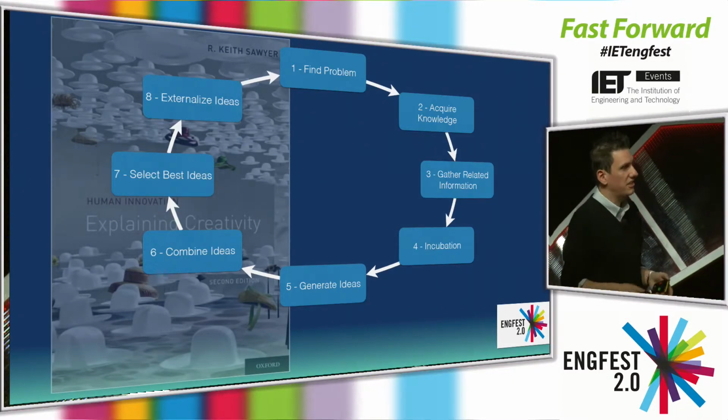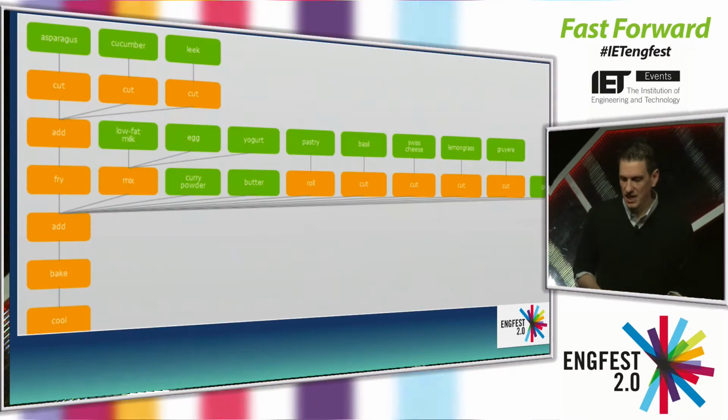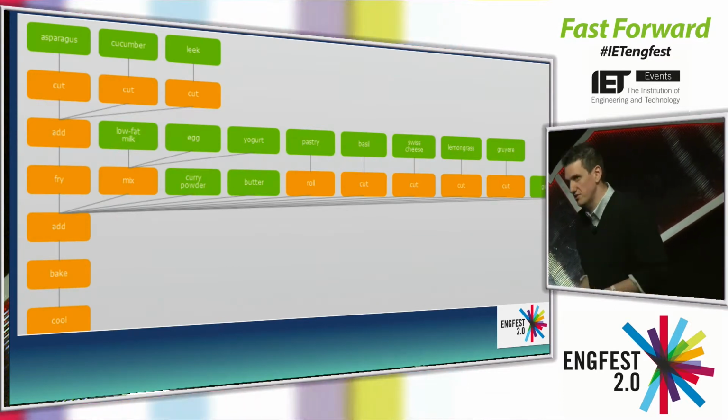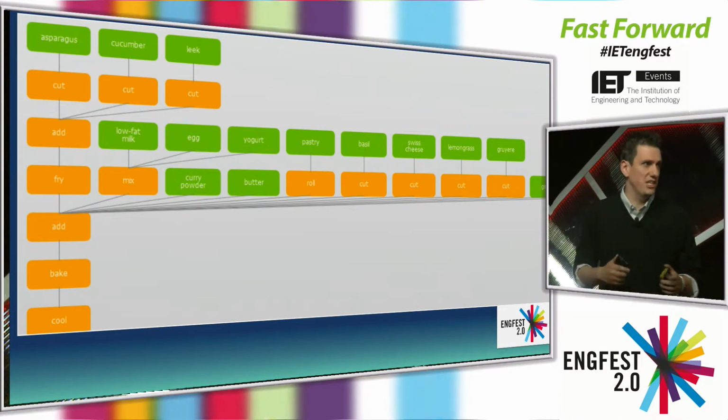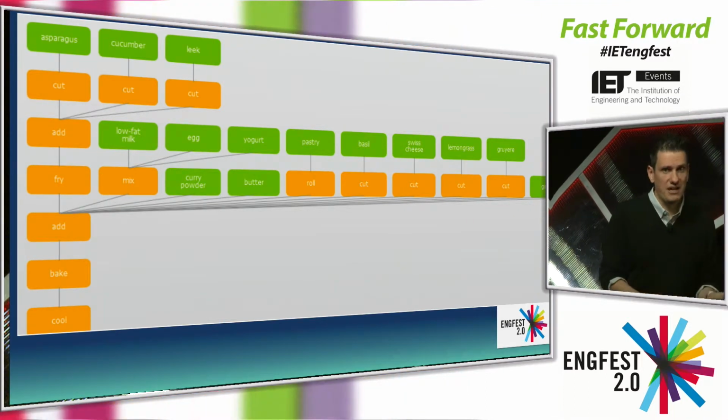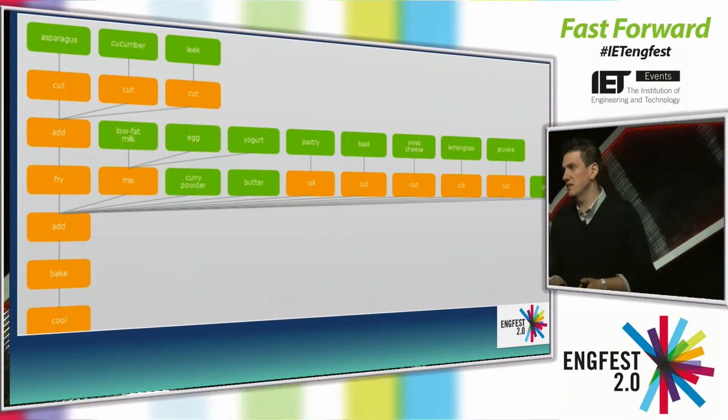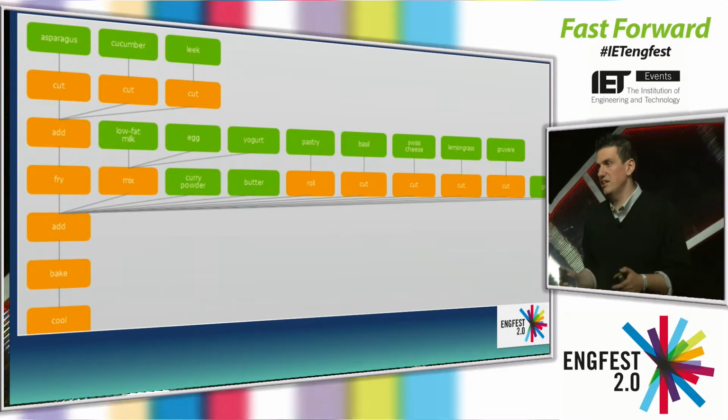Finally, externalizing the new ideas, turning it into a plan. This is a screenshot from one of the first versions of the system, and it shows how the system would take those ingredients and steps and actions that it had identified, found in the recipes, and then selected as being the most creative, and arranged it into a plan.